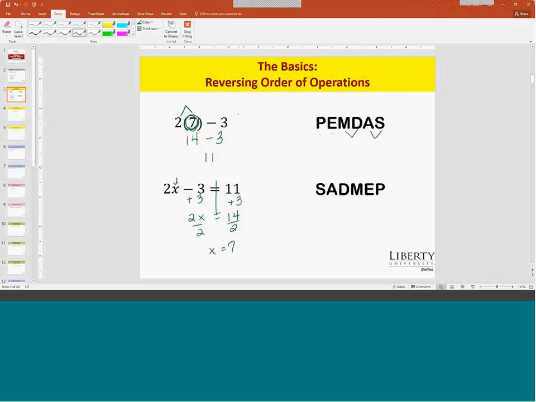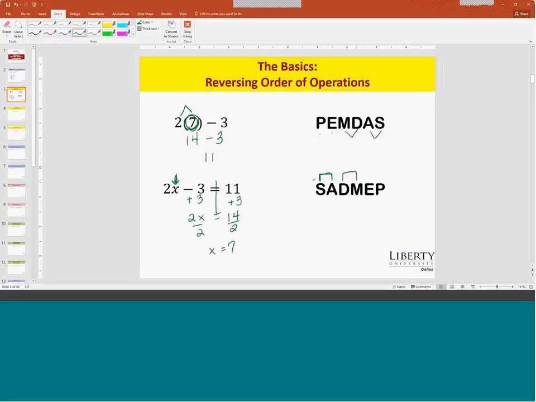So in order of operations, when putting together an expression, we follow order of operations. When we are undoing an equation so that we can solve for a particular variable, we need to do order of operations in reverse. So if anything is being subtracted from or added to our variable, we undo that by doing the opposite.